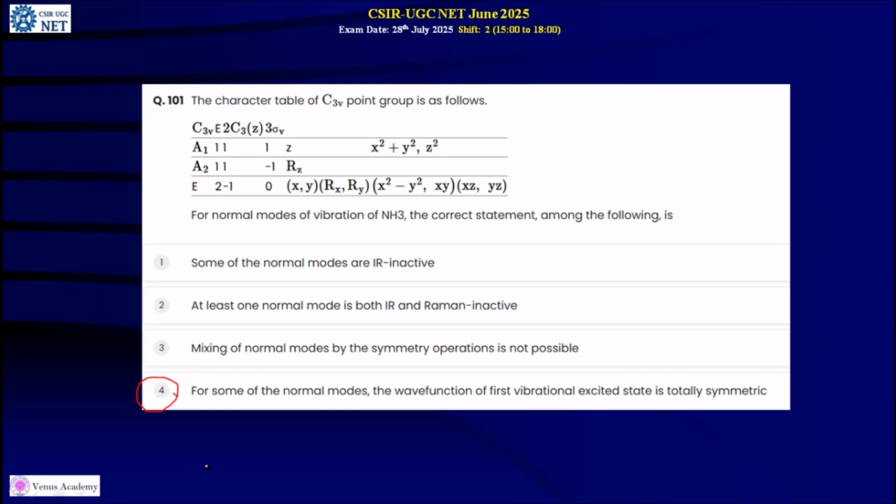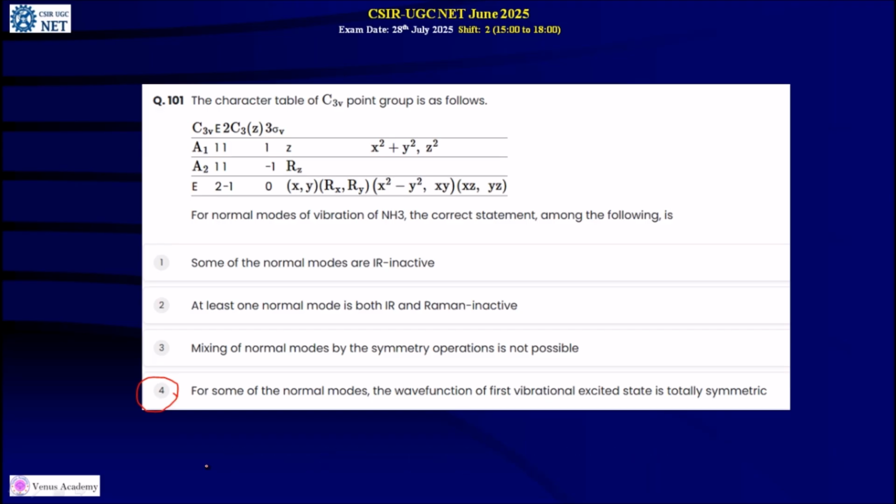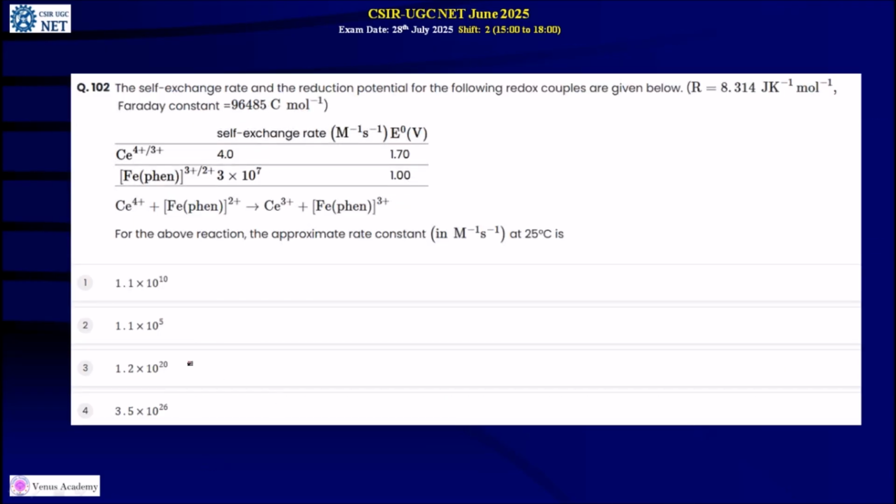The character table of C3V point group is as follows. For normal modes of vibration of ammonia, the correct statement among the following is: the wave function of first vibration excited state is totally symmetric. So option 4 is the correct option, students. Next, question number 102. The self-exchange rate and the reduction potential for the following redox couples are given below. So for this question 102, option number 1 is the correct option, students.